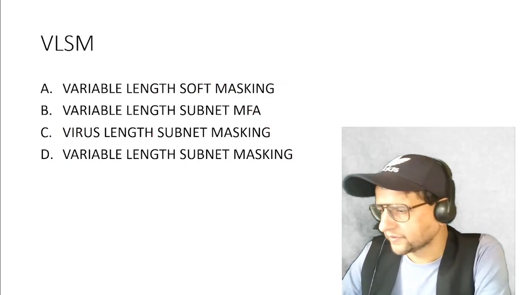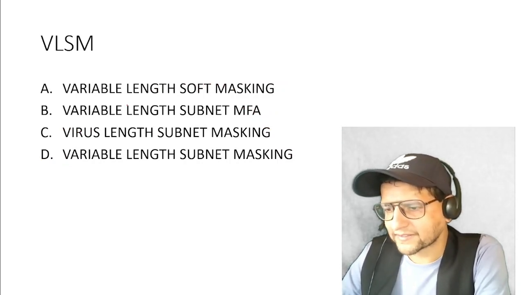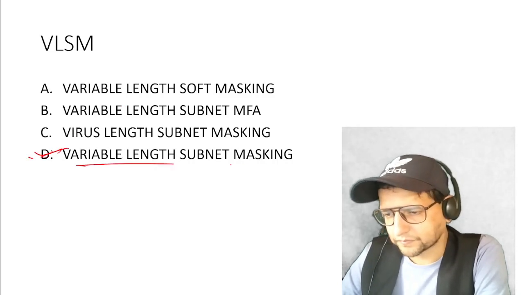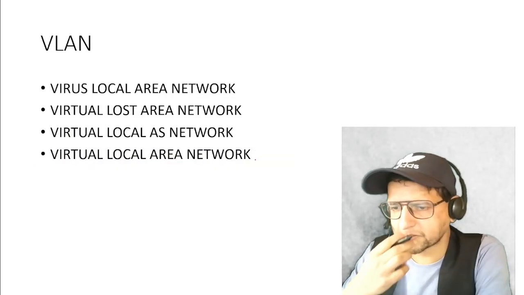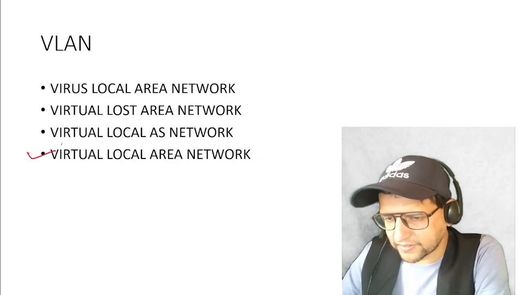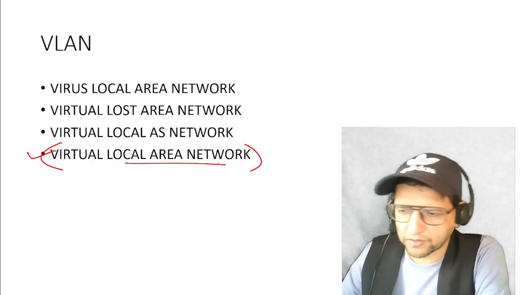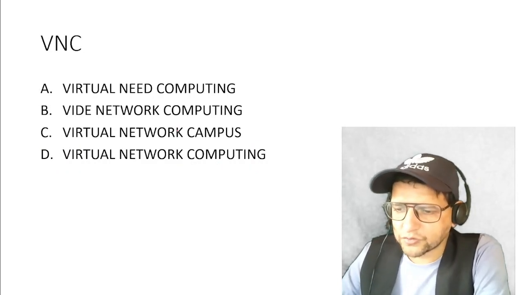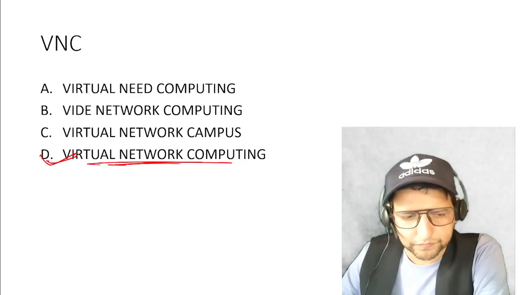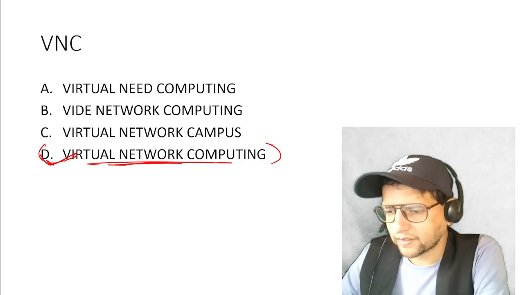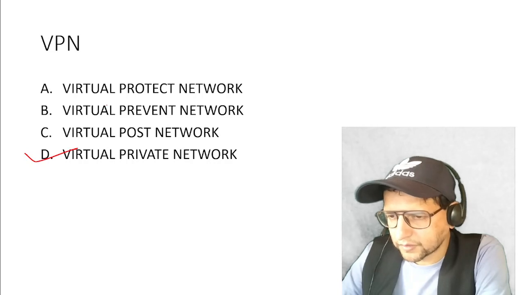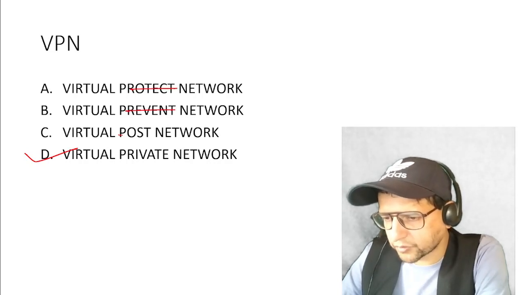Now we reach V. VLSM, variable length subnet mask, is where you have different lengths of subnet mask to save some addresses. VLAN is a virtual LAN, virtual local area network. LAN is a local area network. VNC is your virtual network computing, remote access protocol, screen sharing. VPN is your virtual private network. It is not protect, it is not prevent, it's not post, it's a private network.